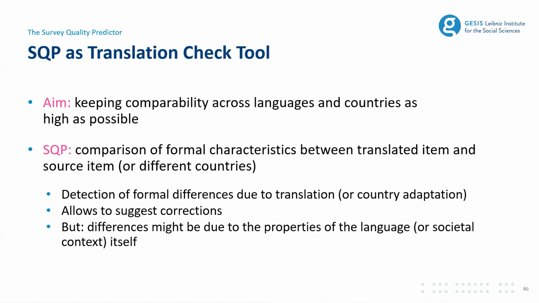So it could be that here you detect formal differences, and then you can go back to the translator and say, look, this here should be translated in a different way, and then being aware of it, the translation can be corrected. Could also be that this difference is due to the language or the societal context itself, and that it cannot be corrected because it is right. Maybe one concept in one language exists in a bipolar way and in another one just in a unipolar way. So you cannot fix it, but you can keep it in mind when analyzing the data later on.